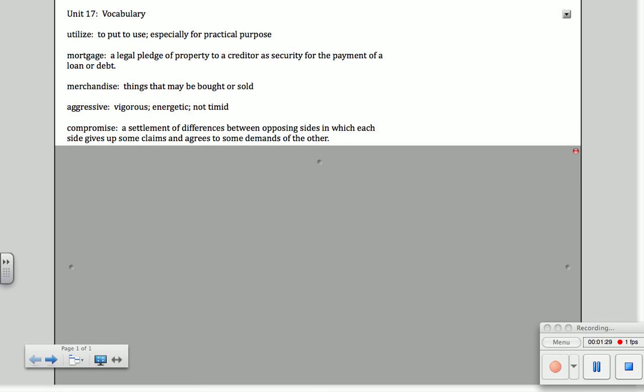Compromise. Compromise is basically a settlement. When you settle your differences between opposing sides in which each side gives up some claims and agrees to some demands of the other. So it's kind of like give and take.